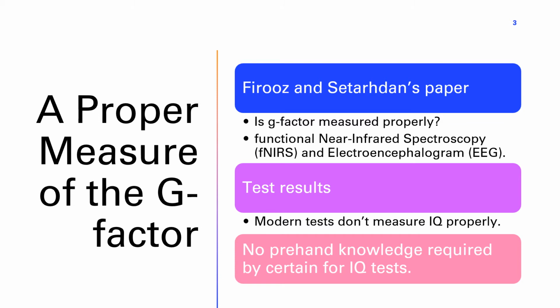Now, in science, there is debate about what is the proper measure of the G factor. And in a study done by Feroz and Sadruddin, they found that modern tests were unable to determine true IQ, and they used fMRIs and EEGs to scan the brain while people did IQ tests. And so what they found was that certain parts of the brain need no prior knowledge to do well during IQ testing, meaning that on some level the G factor was indeed measured, meaning IQ tests were a proper measure of general intelligence.